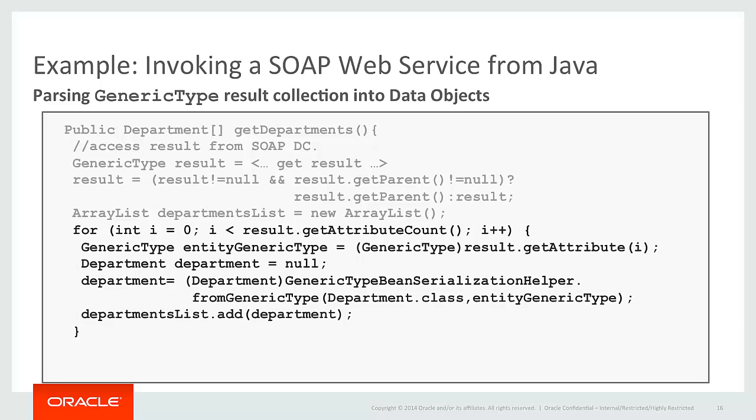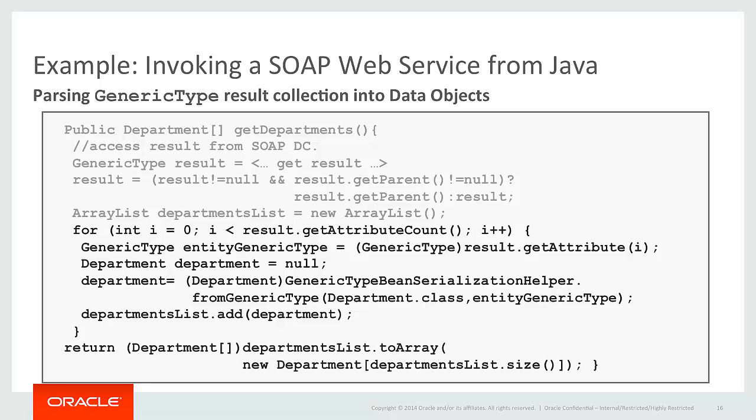Then I get another instance of generic type out of each entry in that collection, and I do exactly the same as you've seen on the previous slide. I just say department class and then entity generic type. So that's basically how I bring the two together, and they're getting passed accordingly. And then in the end, I just call toArray on my list.